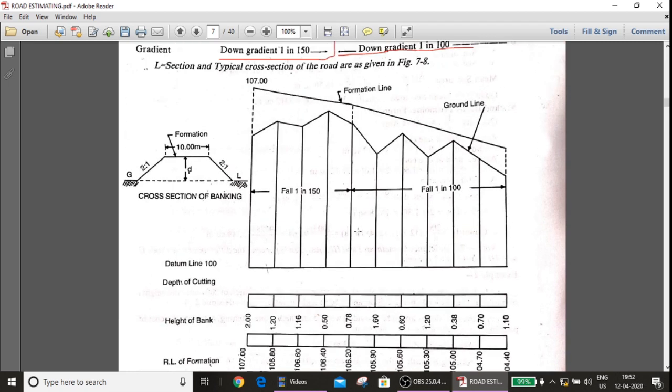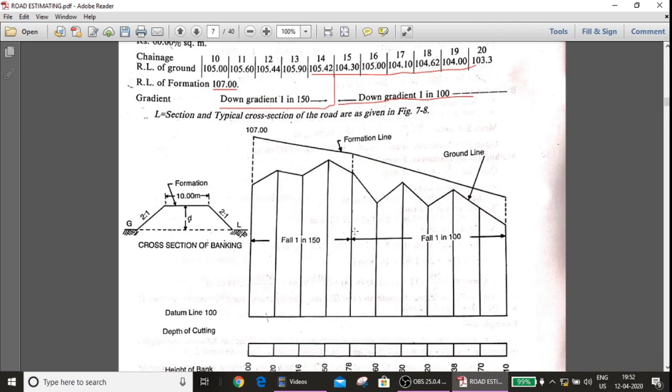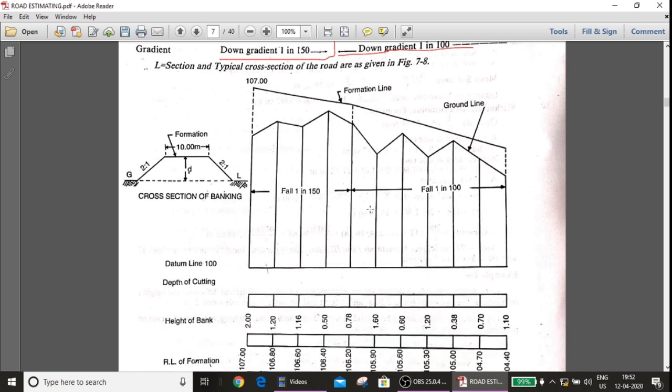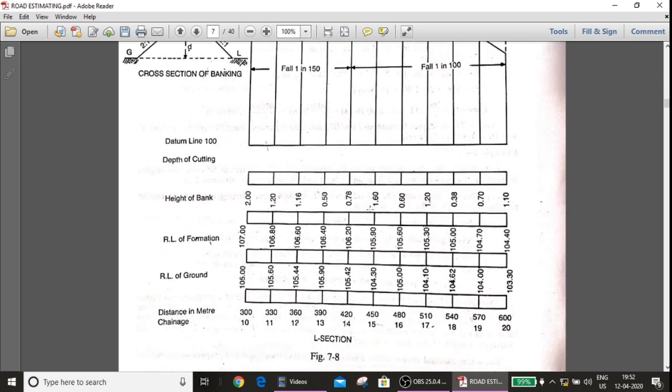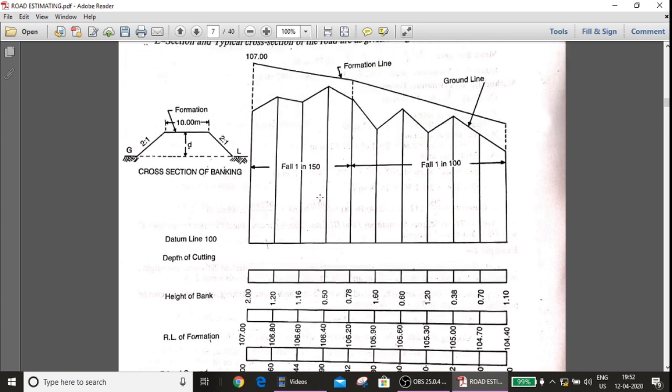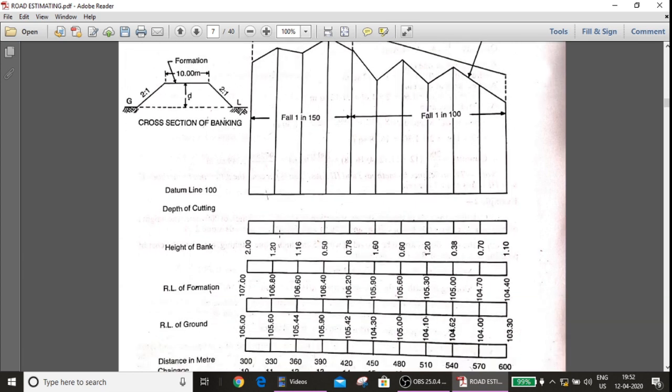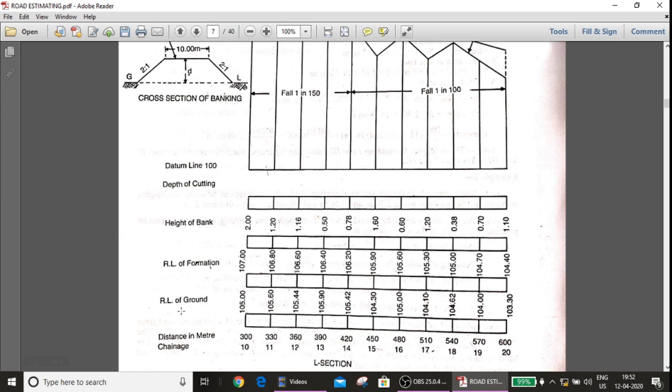What we have to do: if they ask you to draw, just take a scale of whichever you require as per the page you have. Take a scale and draw the graph. Or else you can see here the RL of the ground, we have to note it down. Now the RL of the formation we need to calculate. We don't know the RL of the formation, only one value at the 10th chainage is given.